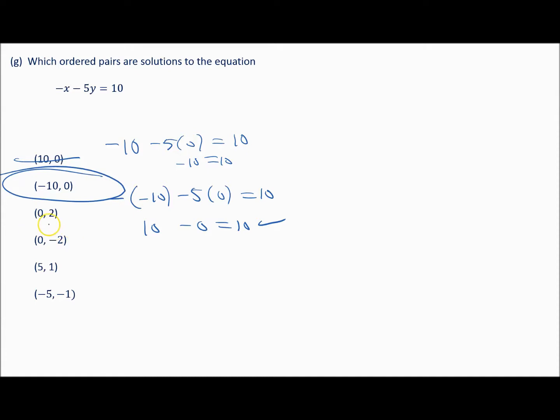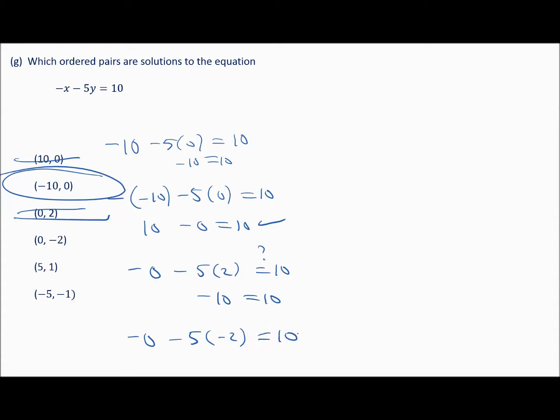Now I'm going to check 0, 2. X is 0, y is 2. So -0 minus 5 times 2 equal to 10. Is that a true statement? Well, it's not, because this says -10 is equal to +10. That is not true. Okay, missed the line. Let's try 0, -2. So 0 is my x, so -0 minus 5 times -2, is that equal to 10? Well, this is just 0, but -5 times -2 is +10, and that equals 10, so 0, -2 is a solution.